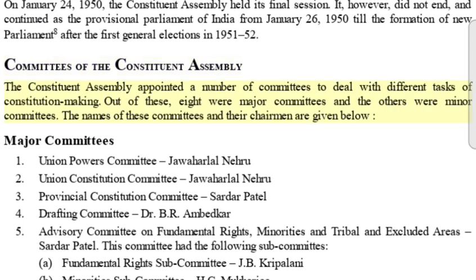Committees of the Constituent Assembly. The Constituent Assembly appointed a number of committees to deal with different tasks of constitution making. Out of these, 8 were major committees and the others were minor committees. The names of these committees and their chairmen are given below. Major committees.